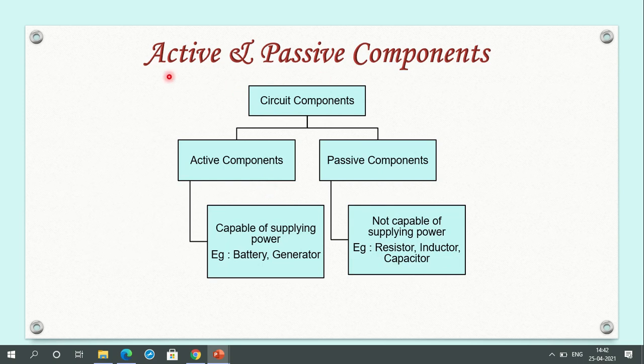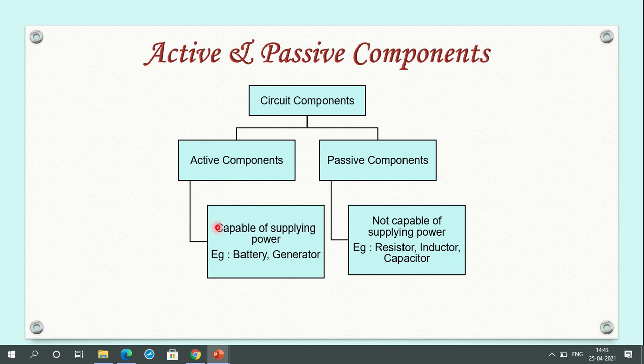So the next term is active and passive components. We have already said that in an electric circuit there will be a number of components, and a circuit is formed by interconnecting a number of components. These various circuit components can be categorized as active components and passive components.